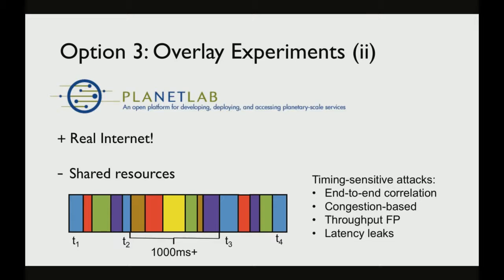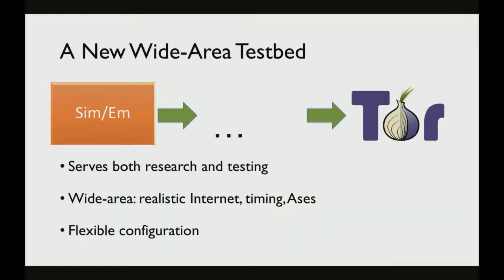So yeah, if you're doing these end-to-end correlation attacks, congestion-based attacks, throughput fingerprinting, or latency leaks, all of these things would not be very effectively tested on PlanetLab because it's not as responsive as you would expect. All right, so what are we proposing?